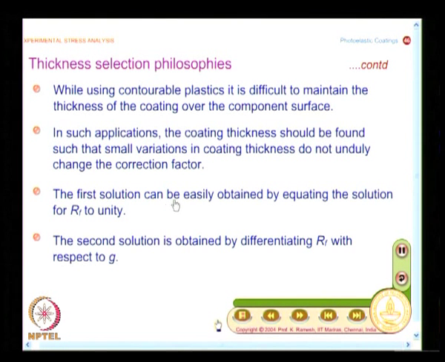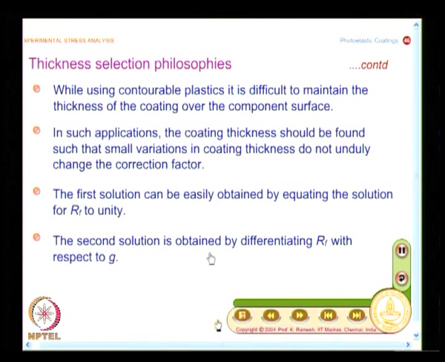The first solution can be easily obtained by equating the correction factor to unity, because the focus was to find out the thickness such that the correction factor is equal to 1. In some applications you may find that thickness, but it may not be suitable, and that decision you also have to take. So, the thickness selection does not end here, it only gives you a possible selection of thickness. What happens when RF is equal to unity?